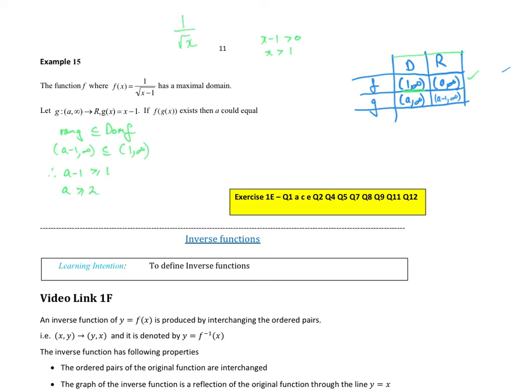All right, so it's a massive skill, restricting our domains to have our composite functions exist. So give that a little bit of time and effort. Off we go.